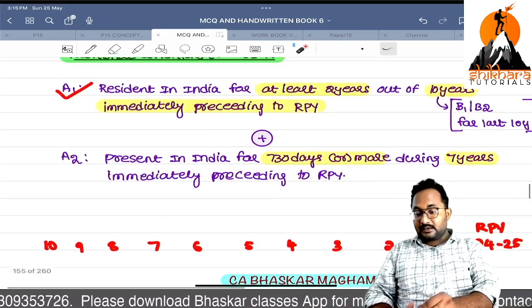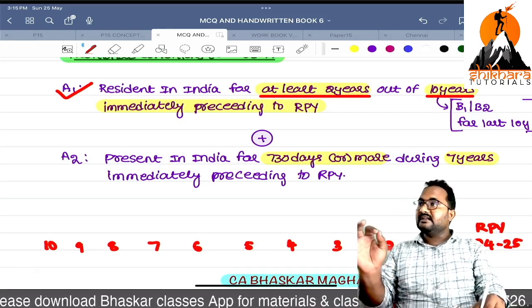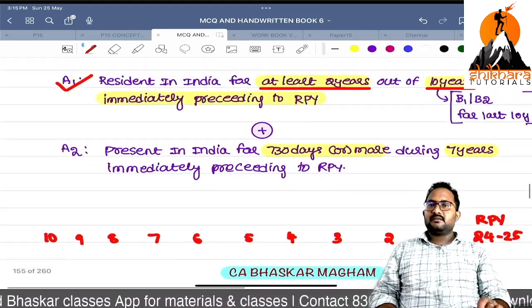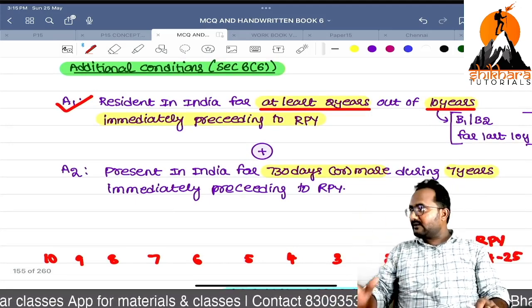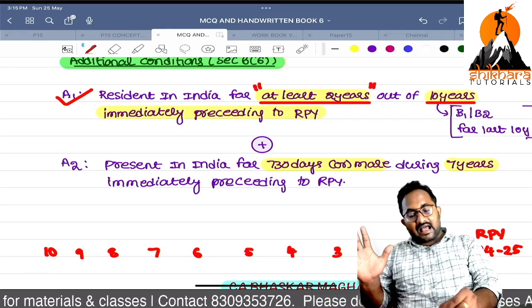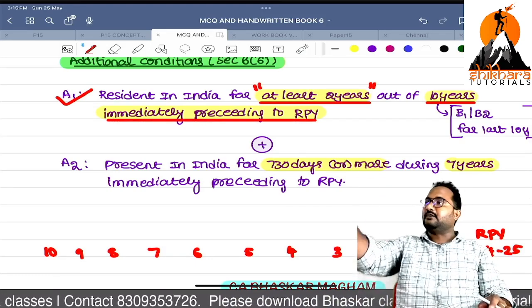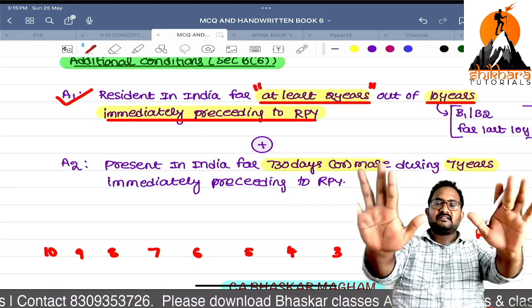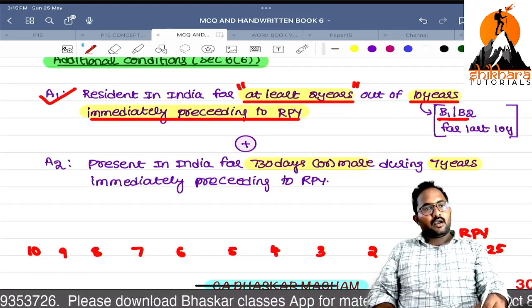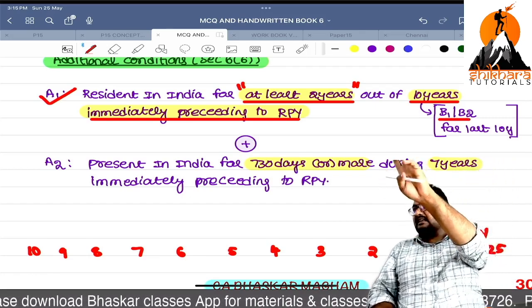At least, if you got an answer as resident for how many years? 2 years. Then additional condition 1 is satisfied. Ordinary means past performance is required. Here, at least 2 years out of the last 10 years immediately preceding the relevant previous year. If you got an answer as resident for at least how many years? 2 years. Then additional condition 1 is satisfied. That means for the last 10 years, apply B1 or B2. If either is satisfied, for that year he is a resident only.